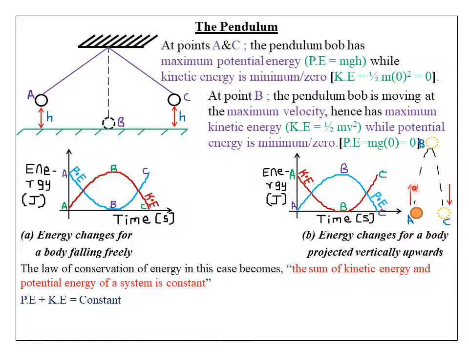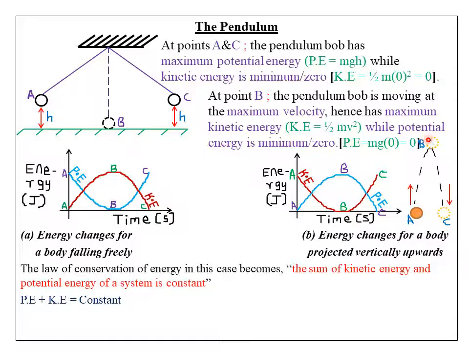So if we start with a graph of kinetic energy for such a body, at point A, the body is released with some initial maximum velocity. Therefore, when the velocity is maximum, kinetic energy also becomes maximum. As the body moves up to point B, it goes to a state of rest before it falls back. So at point B, when the body is at rest, the velocity is 0, and therefore you can see the kinetic energy also becomes 0 at point B.